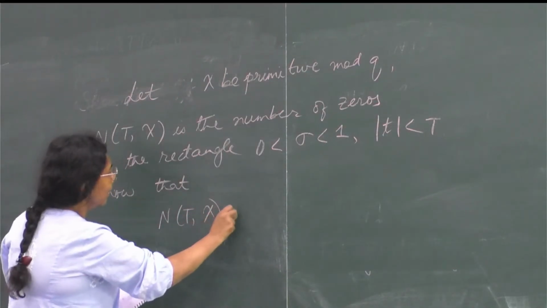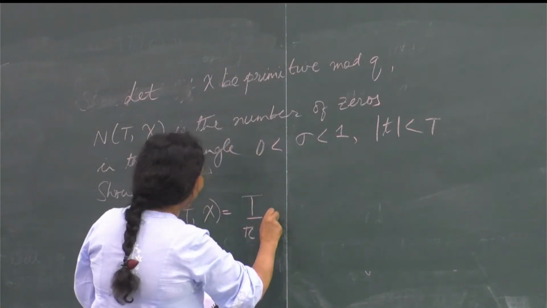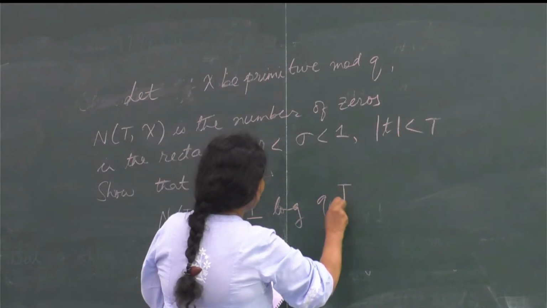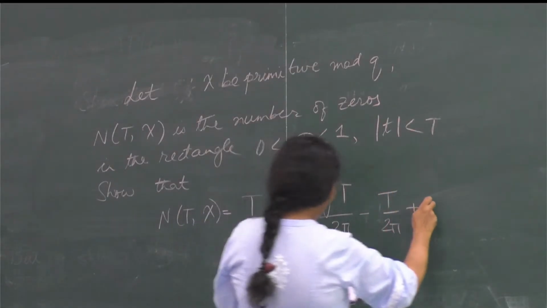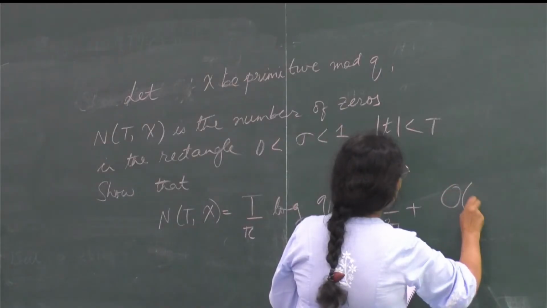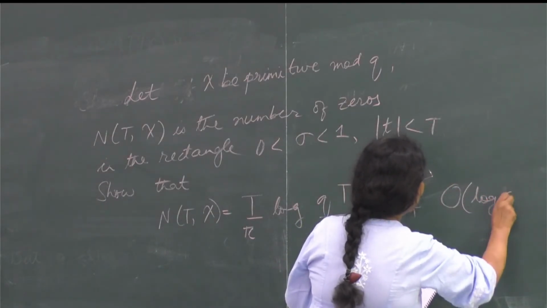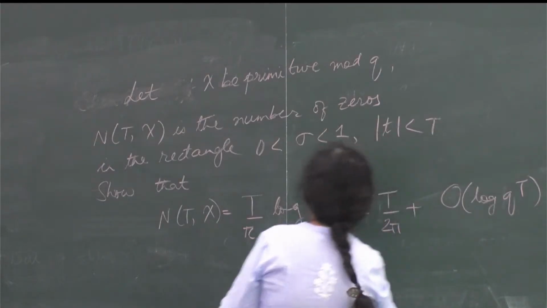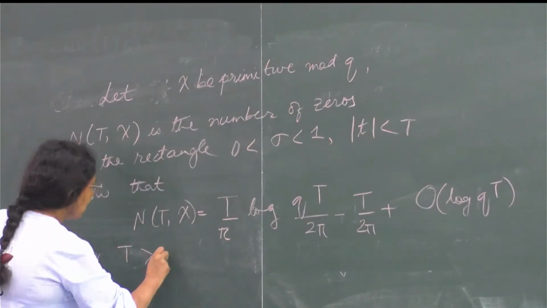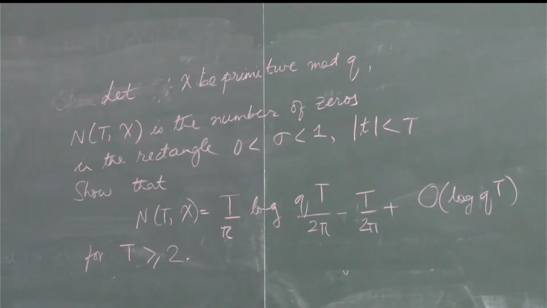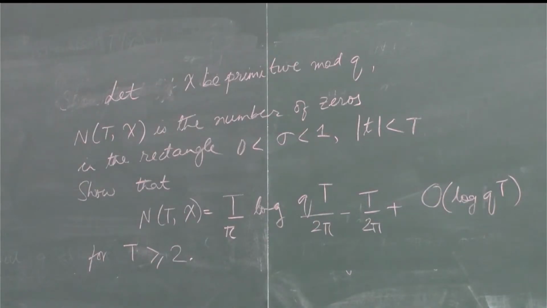N(T, chi) is equal to T by pi log(qT by 2 pi) minus T by 2 pi plus big O of log(qT). And here T has to be at least 2. So if you have not seen the proof for the Riemann zeta, then you can also do this for the Riemann zeta. I mean, I don't mind. It's about the same. It's not so different as a proof. So can you make an attempt to prove this?